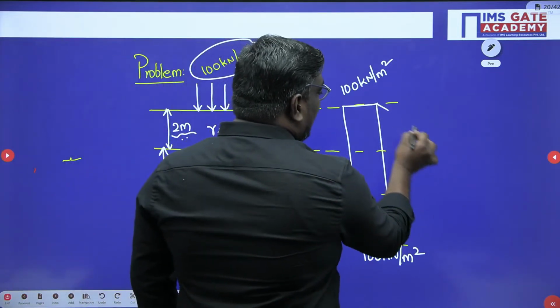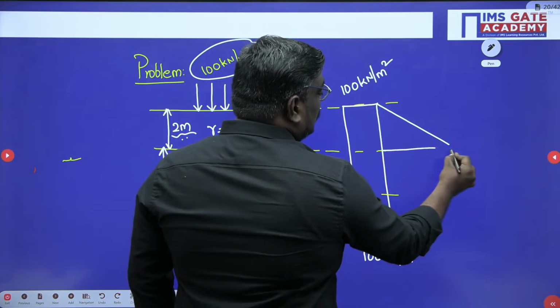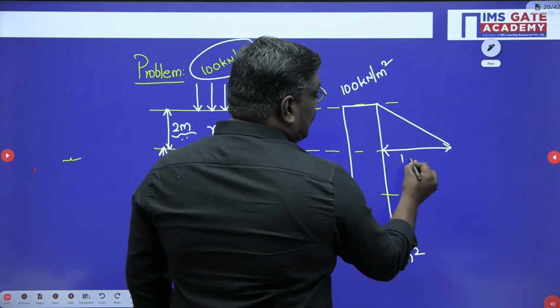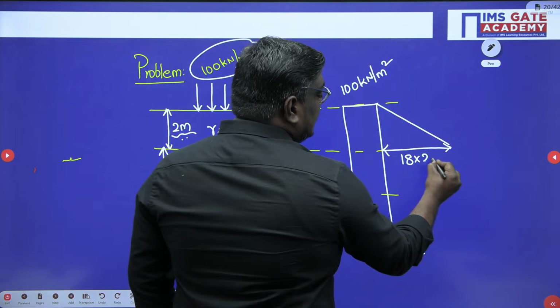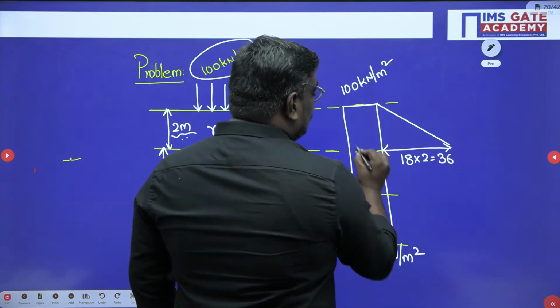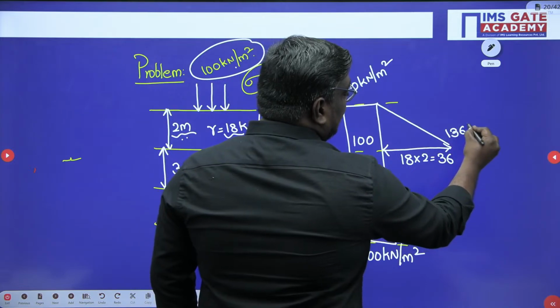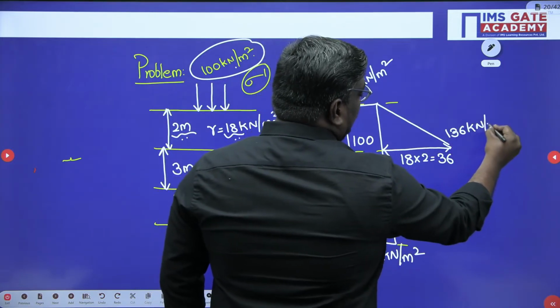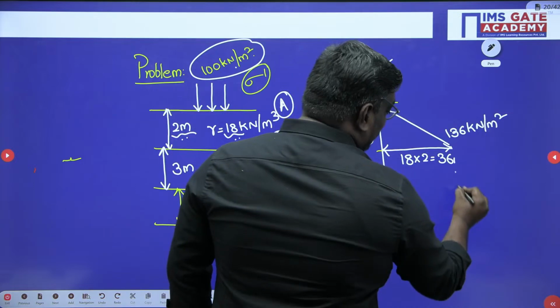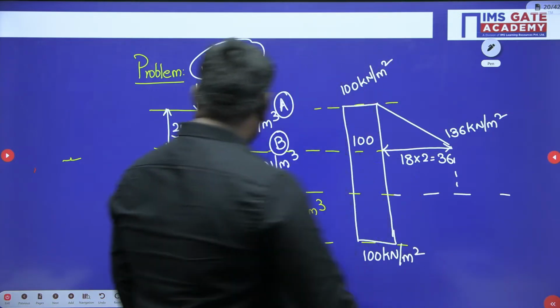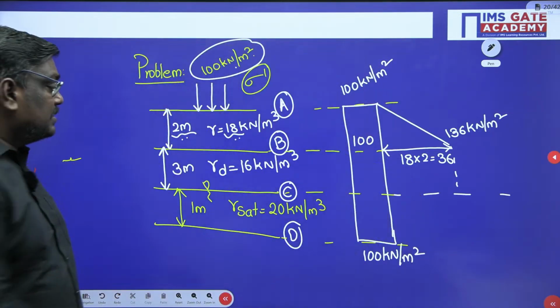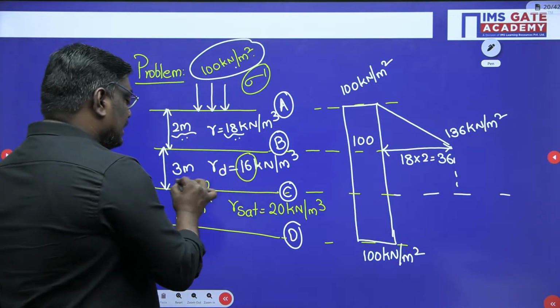So this value will be equal to how much, sir? If I consider here, this is equal to 18 into 2, which is equal to 36. So this value is 100 and this is 36. So I can write it as 136 kilonewton per meter square. Now this will be a surcharge here. And here there is a dry weight of 16 and this is 3 meter.